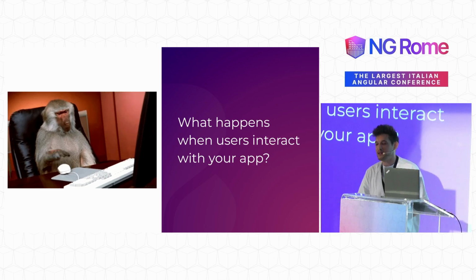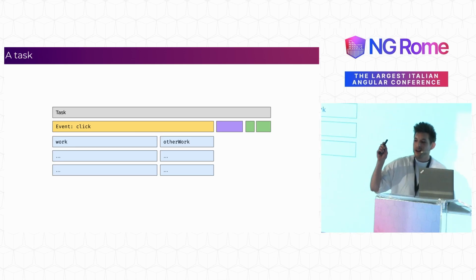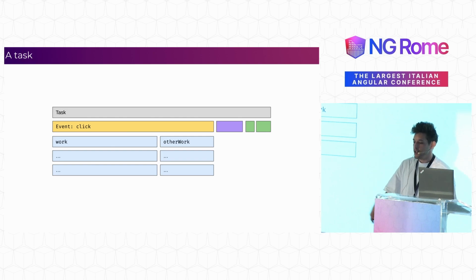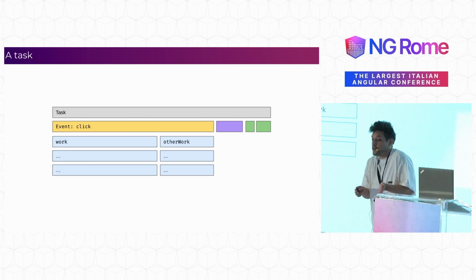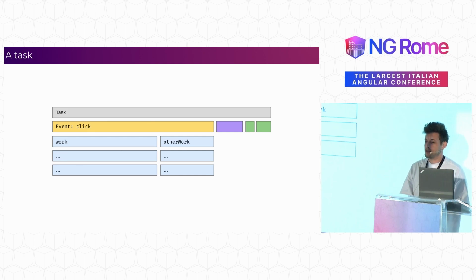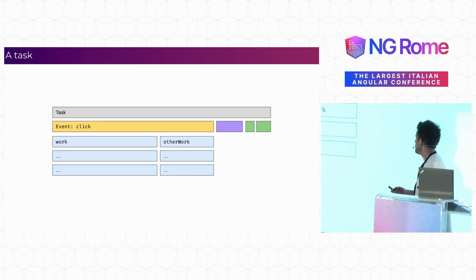So, what happens when a user interacts with the application? Do you know? The browser will create a task and tries to execute the code you have written. In this case, we have a click listener. It will execute some work, and it will execute also some other work. And in the end, you see a little bit of painting and a little bit of style recalculation. This is what usually happens. This is a normal task, how it looks usually.